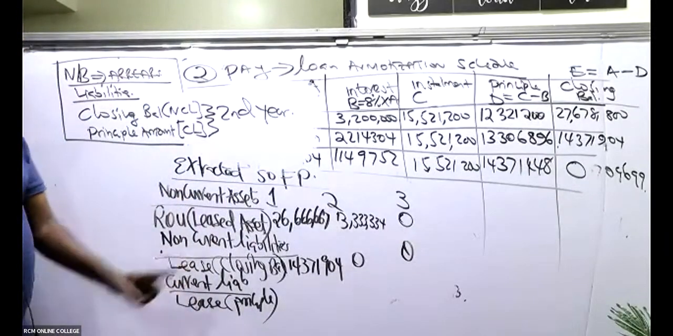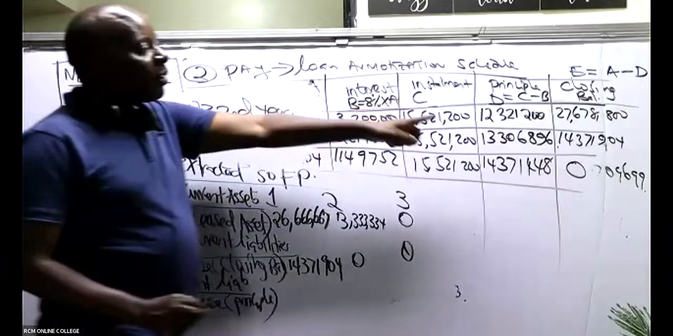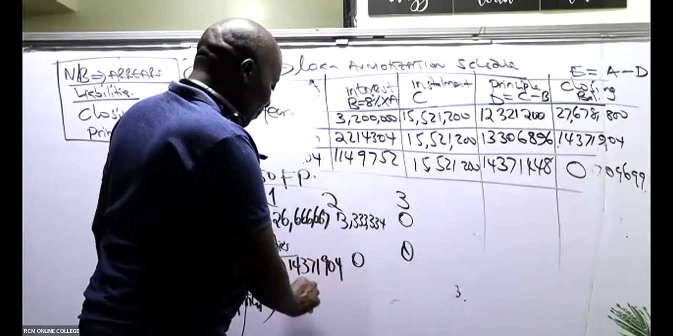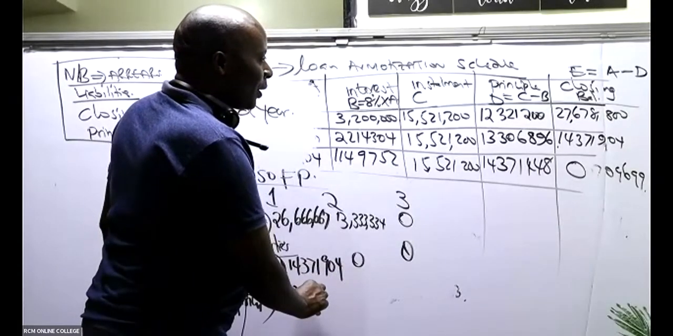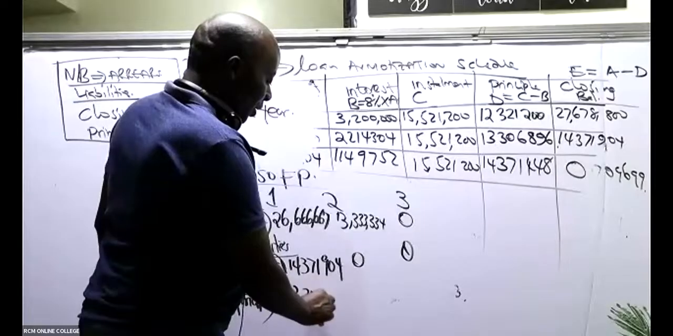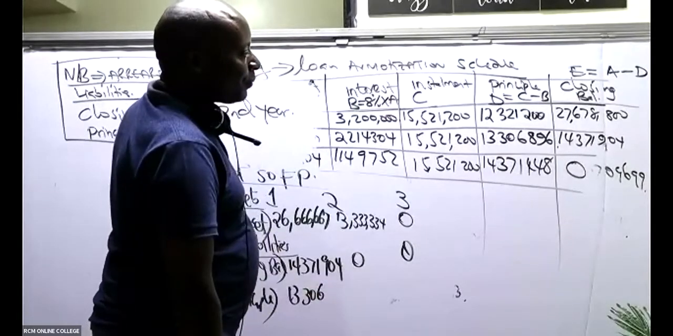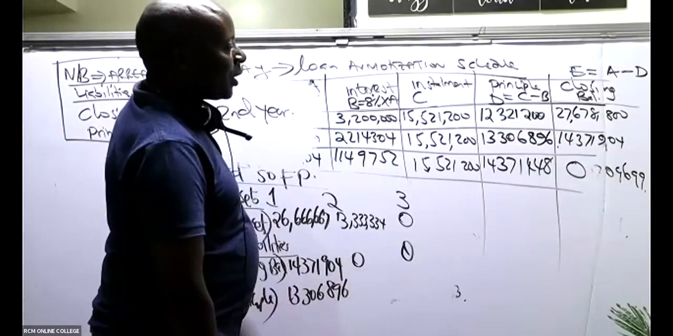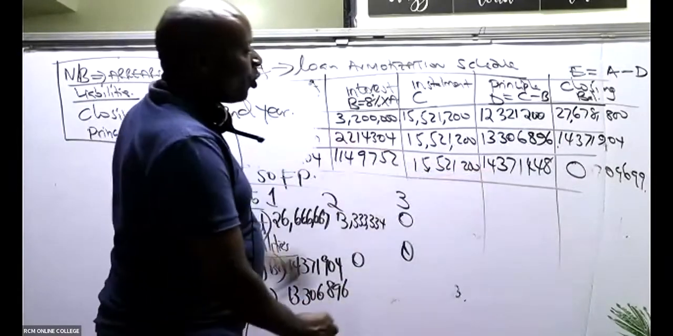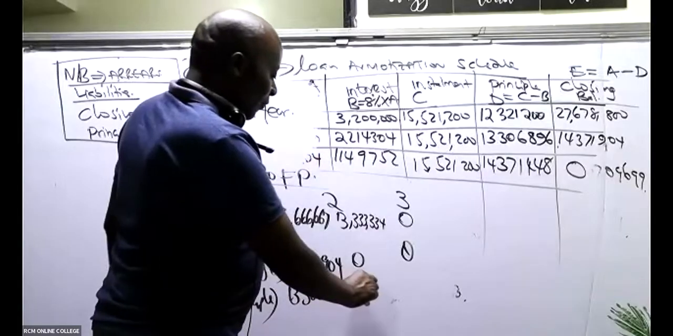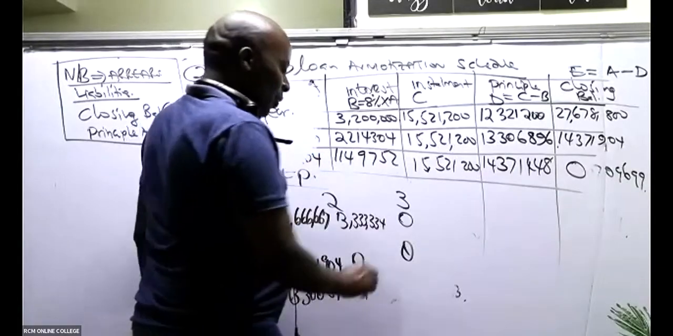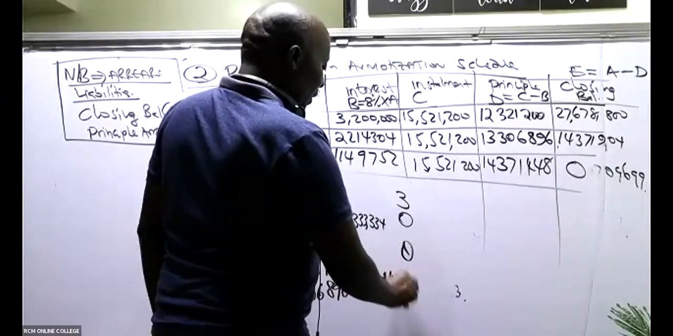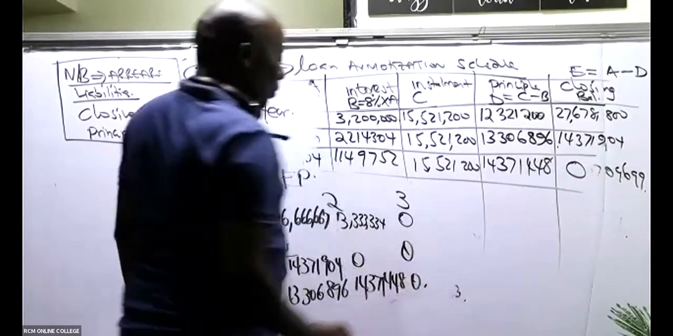And also for the principal amount, you start from year 2. You say 13,306,896, and then this one here, you know, is always year 1: 14,371,448. The other one is 0 because there are 3 years.